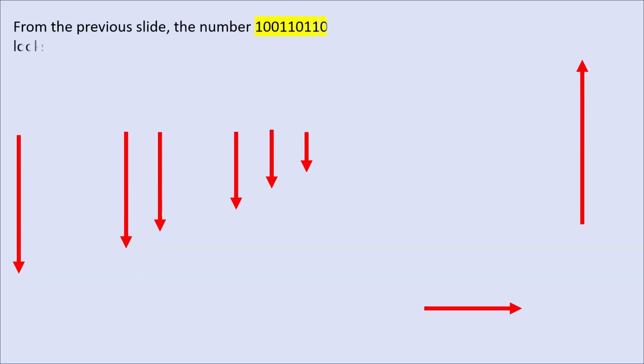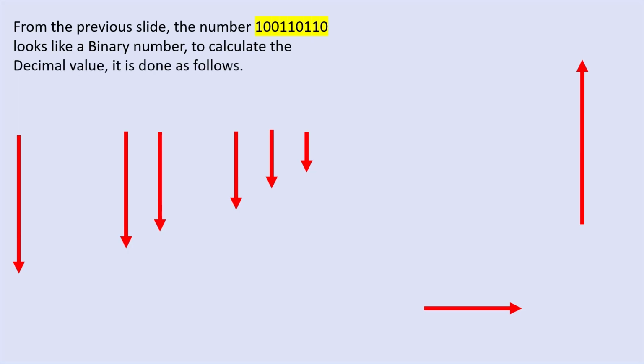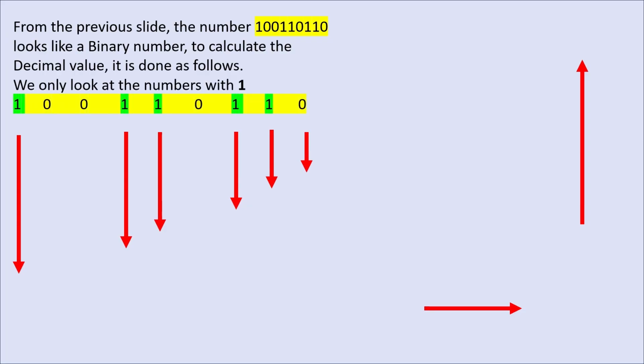From the previous slide, the number 100110110 looks like a binary number. To calculate the decimal value, it is done as follows. We look only at the numbers with 1. So 100110110. We've made all the ones green.